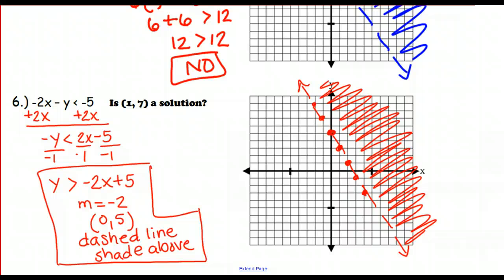Here is the graph for number 6. The slope was -2, the y-intercept is 5. You should have a dashed line, and you should have shaded above your line. Now, is 1, 7 a solution? 1, 7 would be right here. Yes, that does fall in the shaded region, so we can say yes.